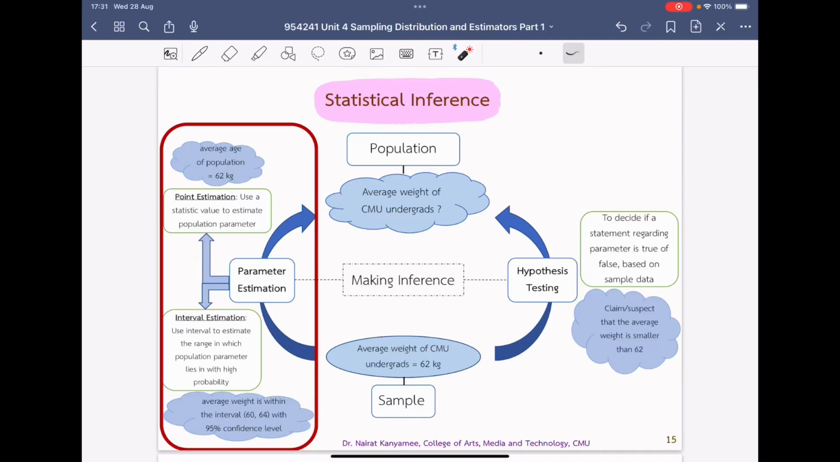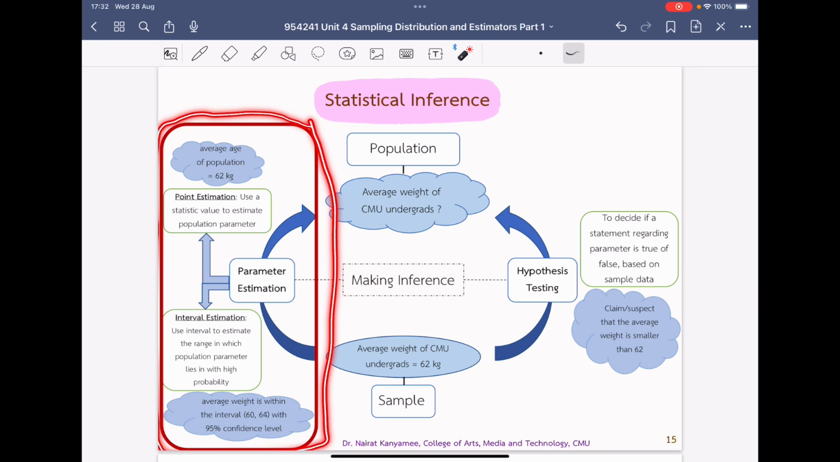Hello everyone. In this clip, we will continue on making an inference. From last time, we talked about statistical inference, and there are two ways to do it. We do hypothesis testing, and we do parameter estimation. So in the next section, we will talk about the parameter estimation right here in the red box.